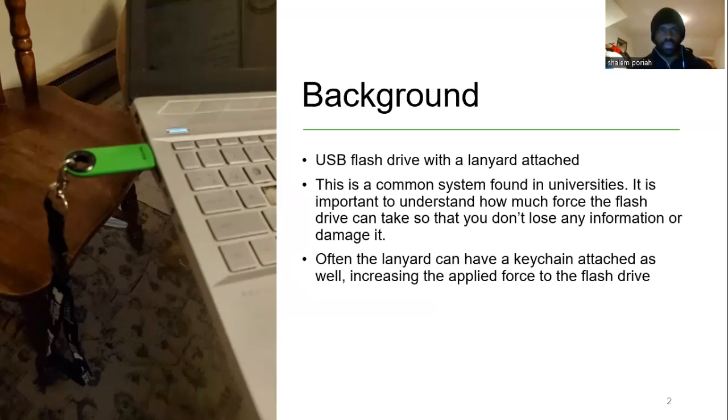And so it's important to understand because lanyards often don't just have USB drives attached to them. They also could have keychains and other things attached, and that'll increase the amount of force you're going to be putting on the flash drive when you plug it in. And so it'd be very relevant to understand how much force it can take, as well as the amount of deflection you want it to have. Maybe if it goes beyond that, it starts doing damage, and with damage might come loss of information.